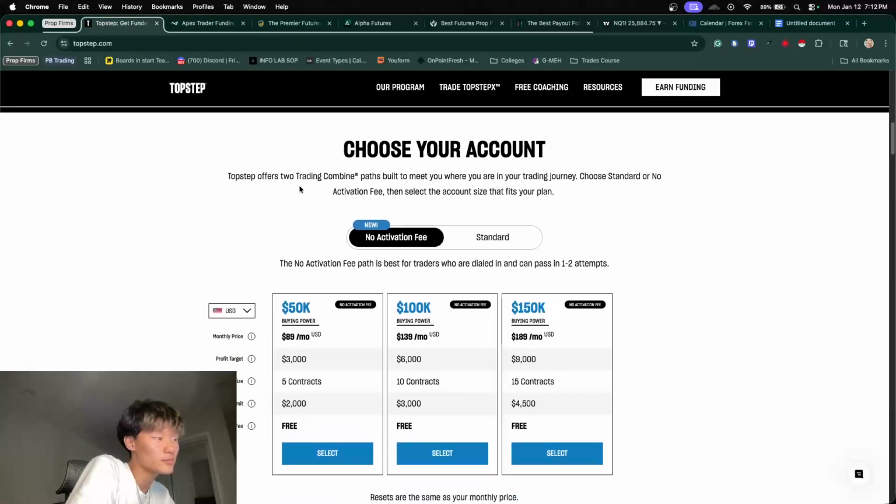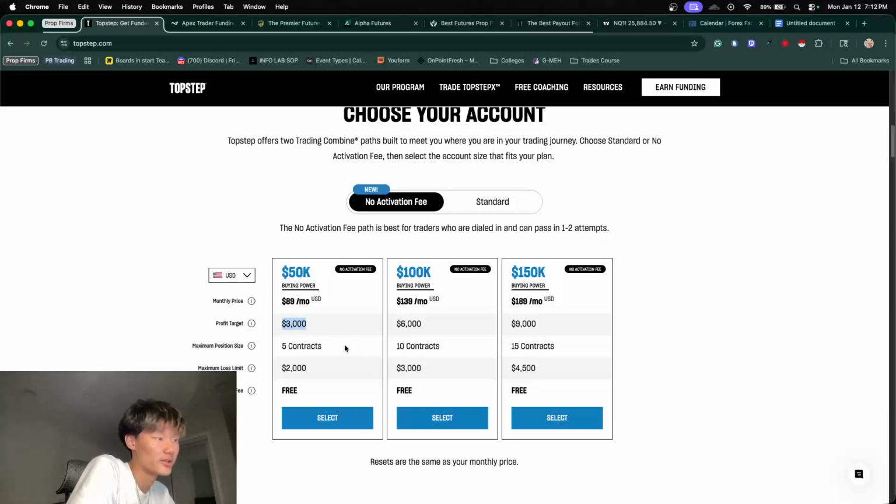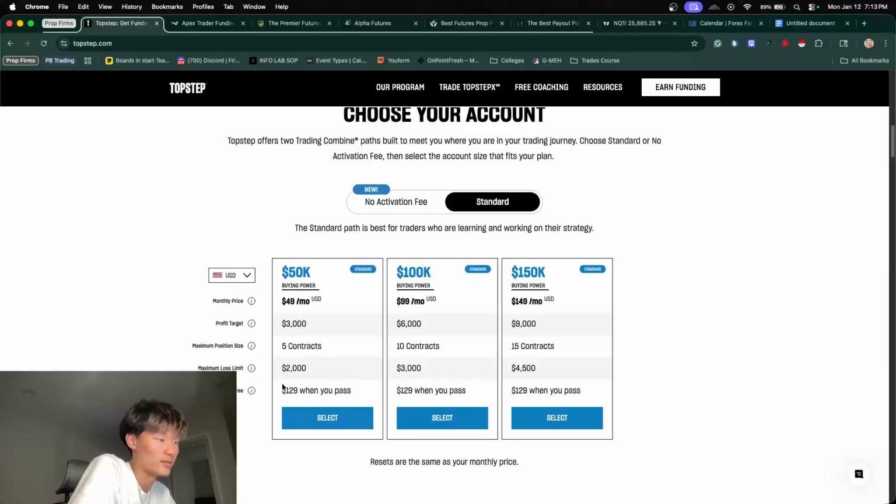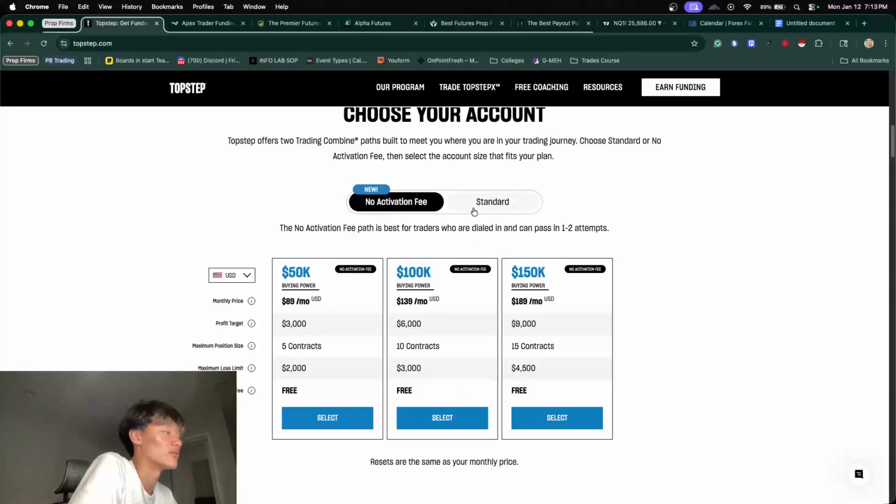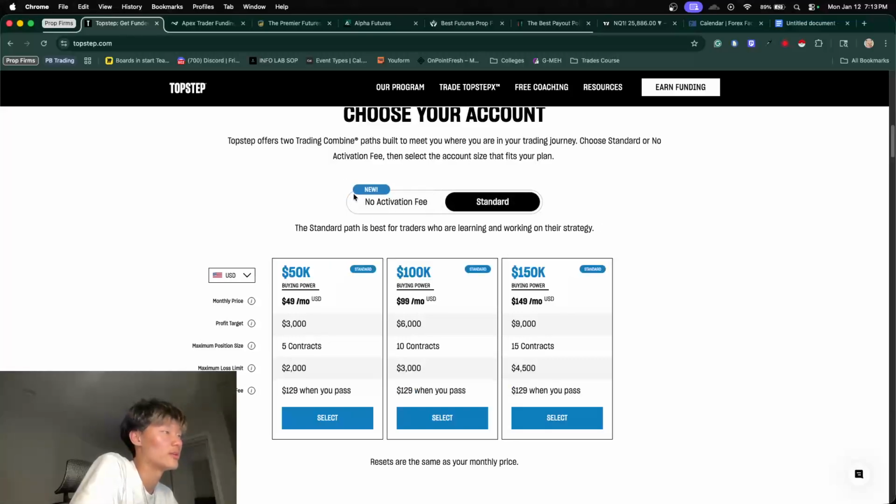Okay? How these work, they have a profit target, right? You have a maximum position size, maximum loss, and yeah. Well, actually, let's go standard. Wait, I think there's no activation fee, a new thing for Top Step. But normally it's the standard. So 49 a month, and the activation fee when you pass the test. For Top Step, it's called the Combine, but it's just the test.